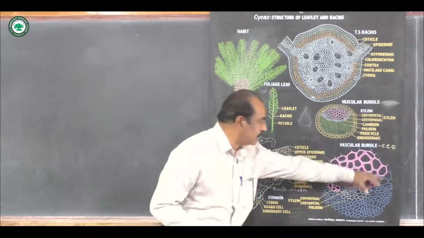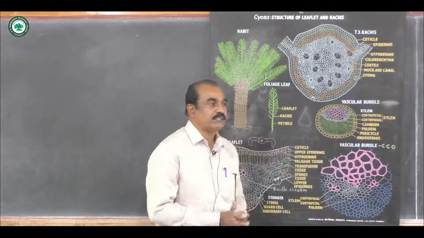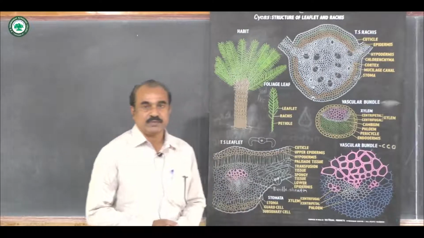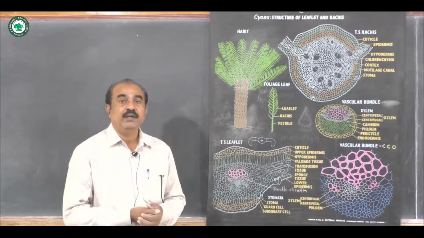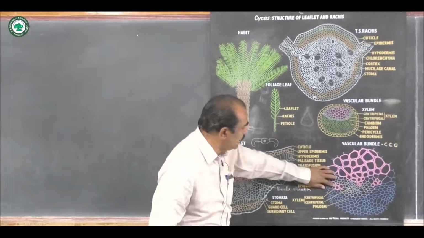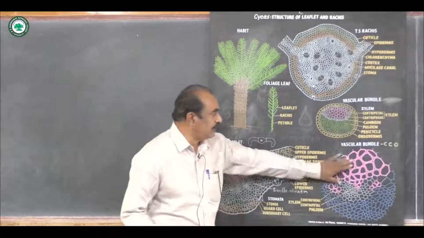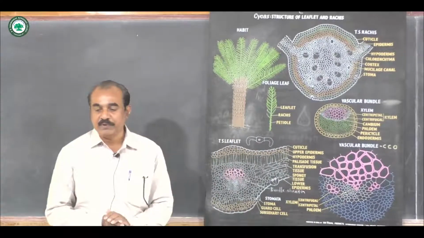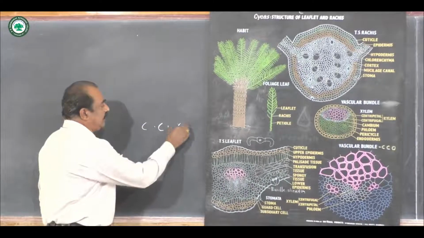Now, this is the vascular bundle, and it has xylem and phloem. Now, this is the metaxylem toward the upper surface and protoxylem toward the lower surface. That means it is mesarch. Now, this xylem again gets divided into two different parts. That means this is the centrifugal xylem and this is the centripetal xylem. Now, in between this xylem and phloem, there is the cambium. So, the type of vascular bundle is conjoined, collateral, and open.